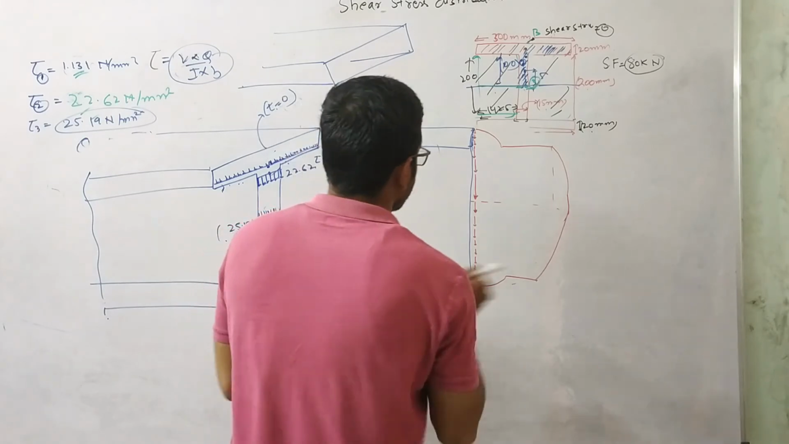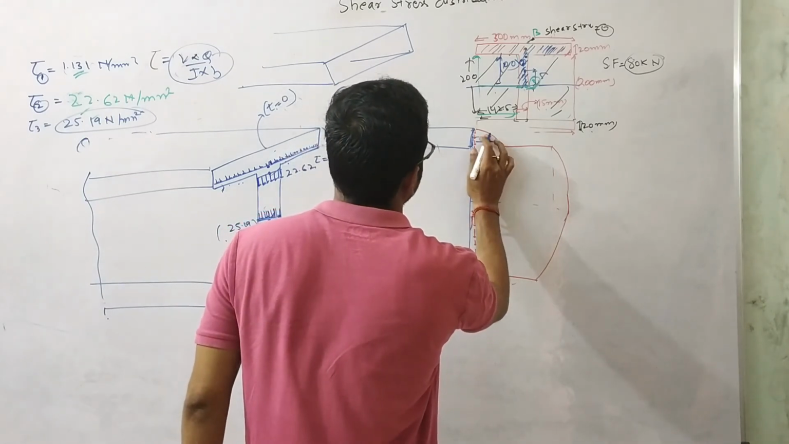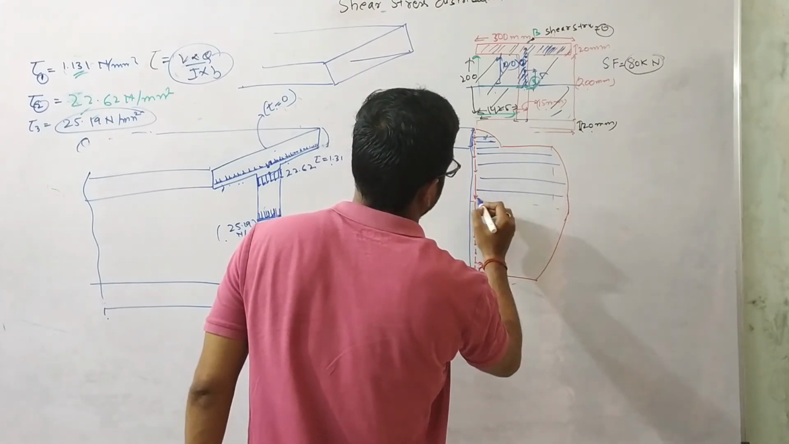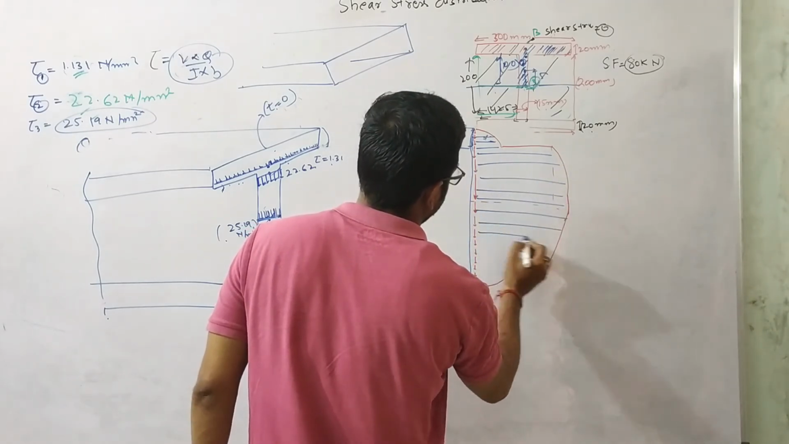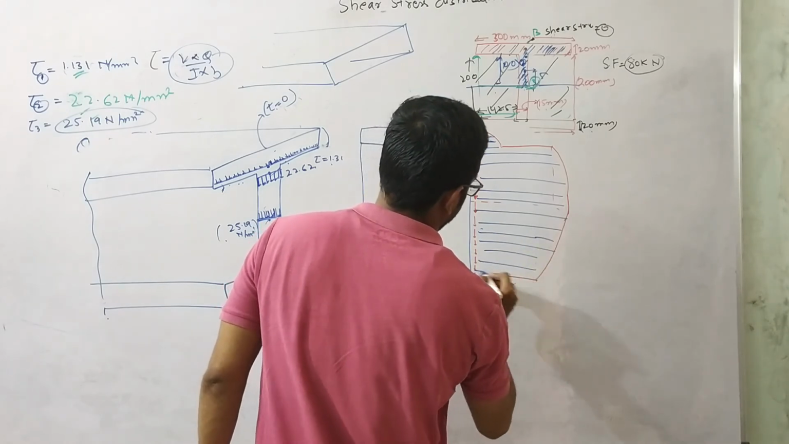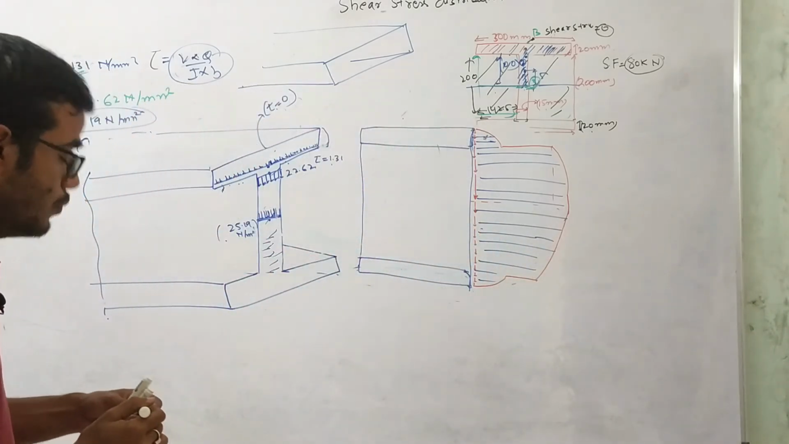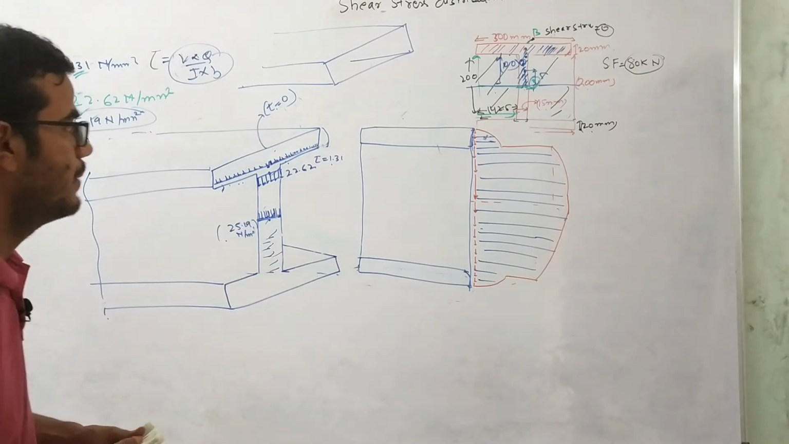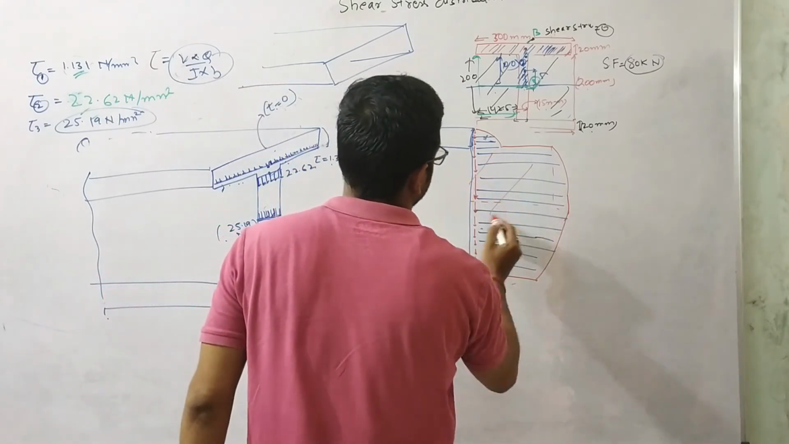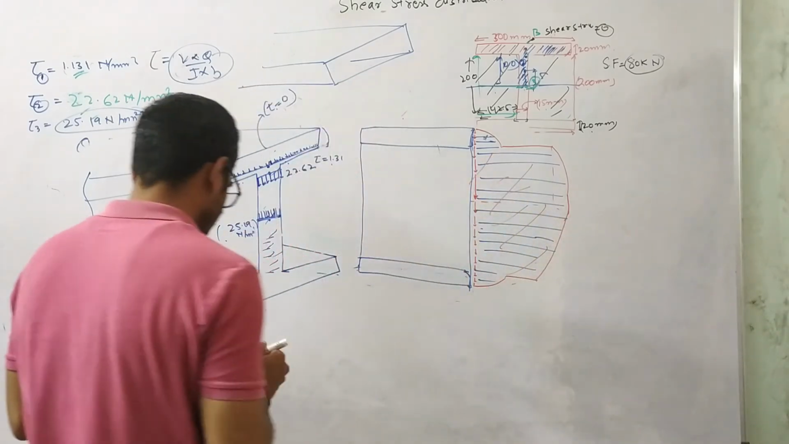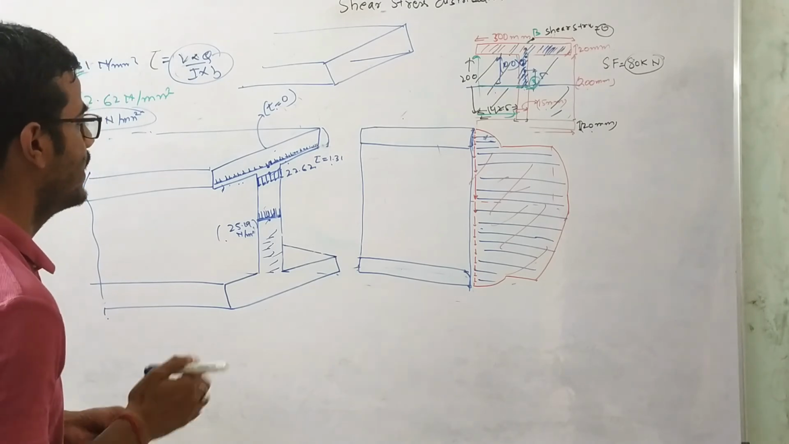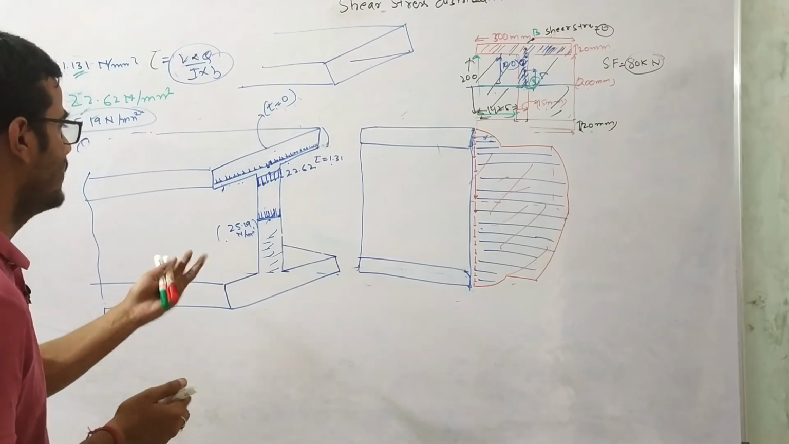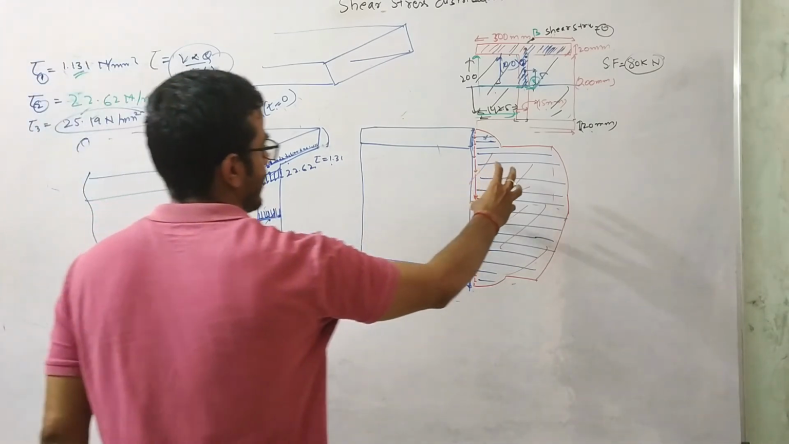Okay, so you can see that the tau max is coming maximum at the neutral axis. And one more thing we can say is that most of the vertical shear is taken care of by the web portion. So this is the web portion. We have studied one statement, that most of the shear is taken care of by the web. Here you can see that the web is taking most of the shear.